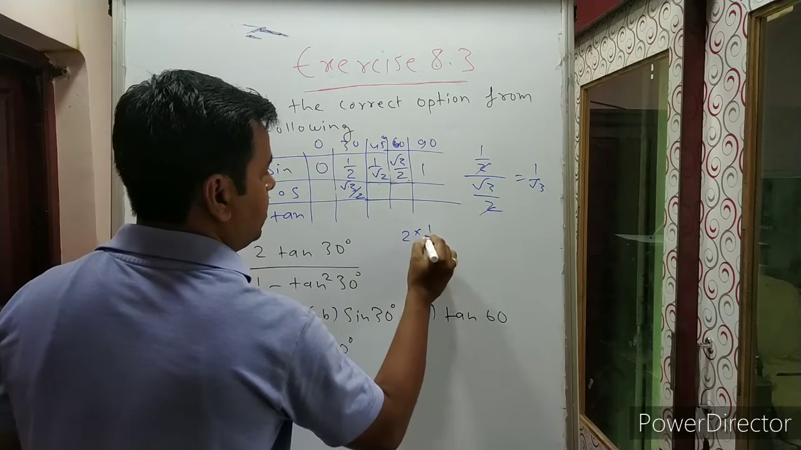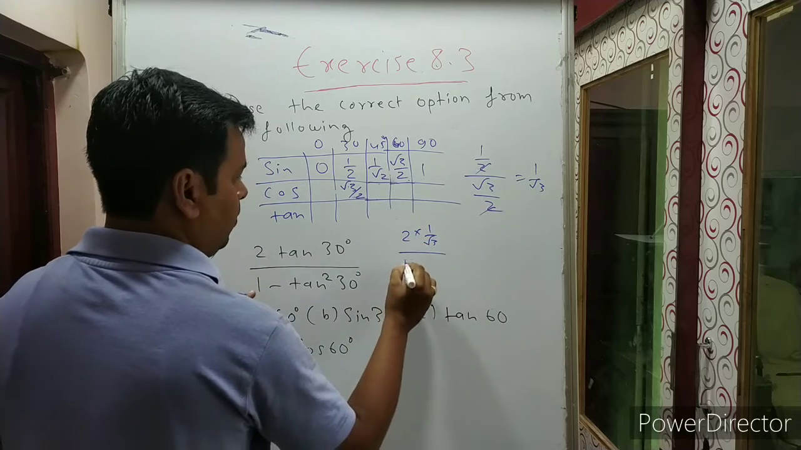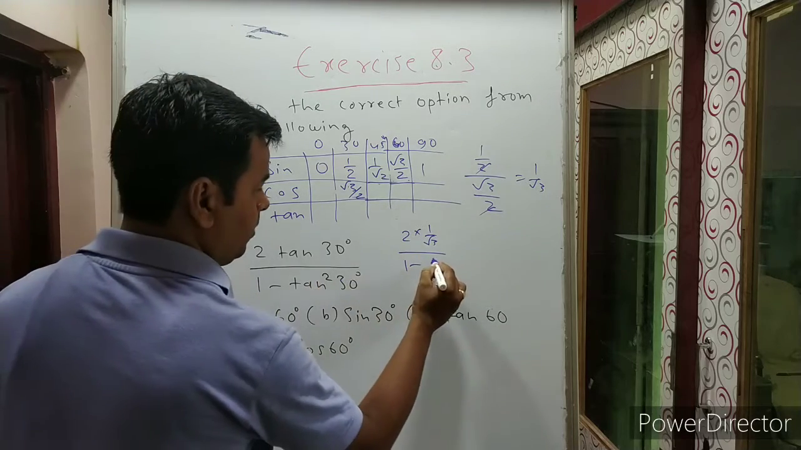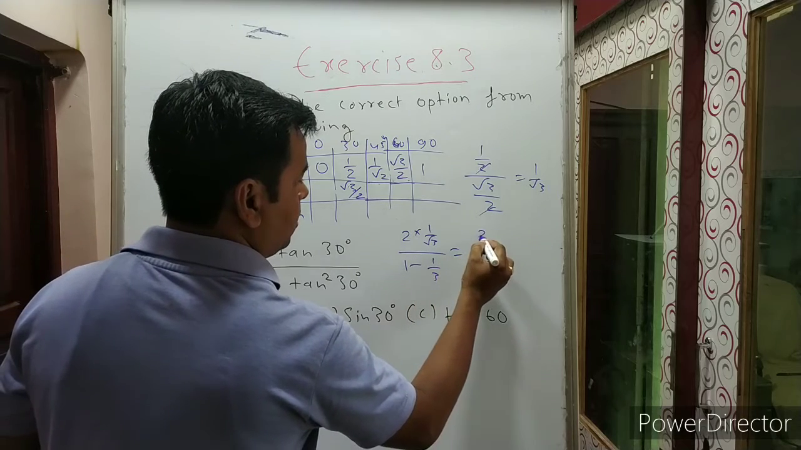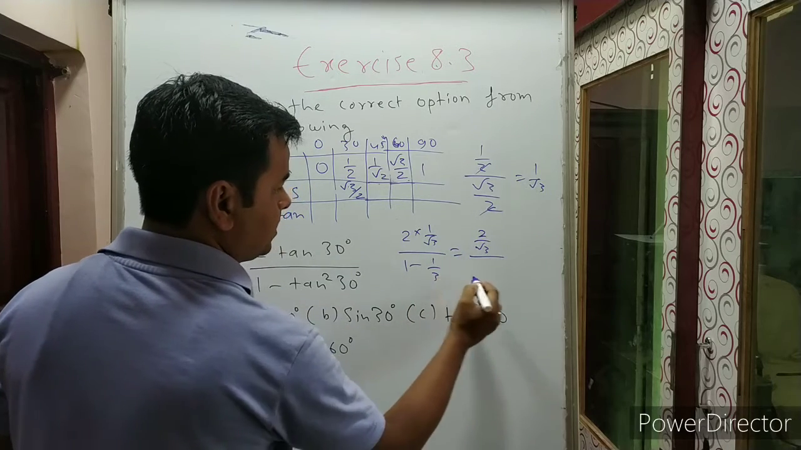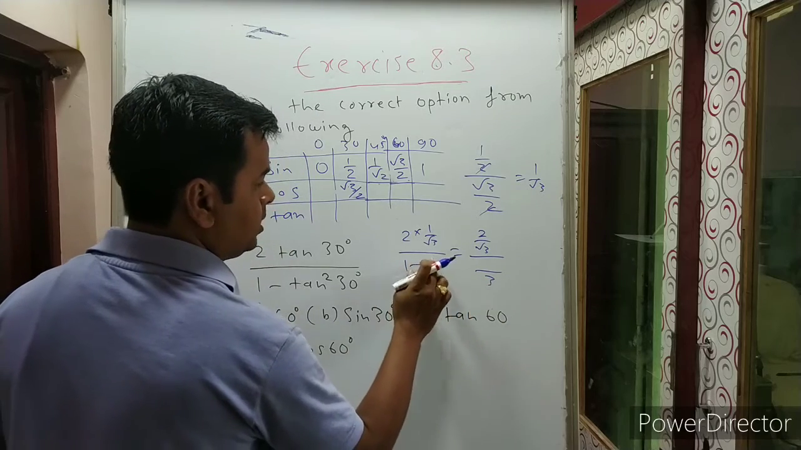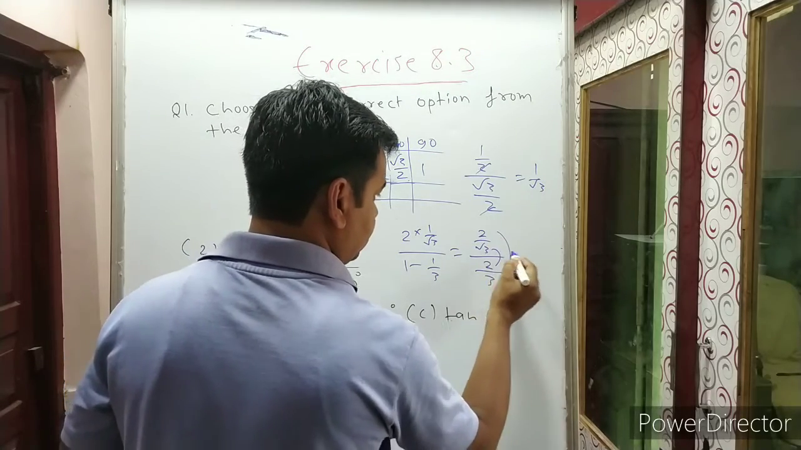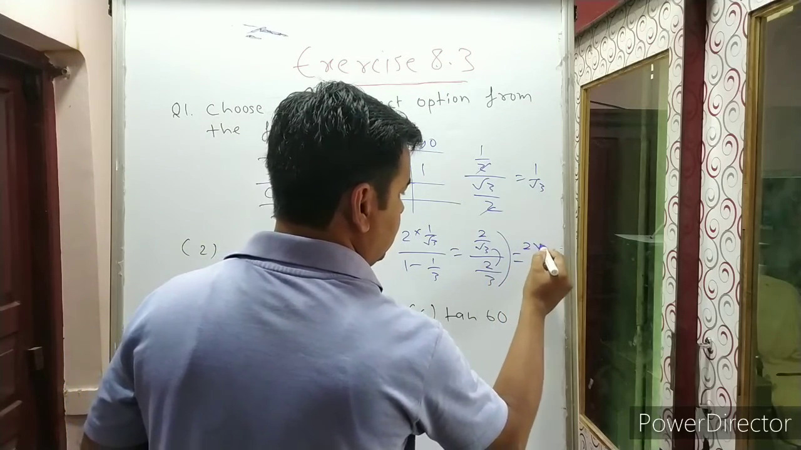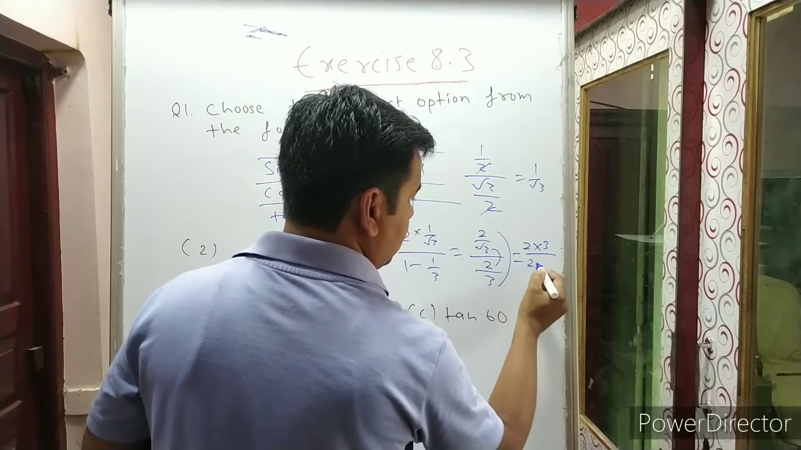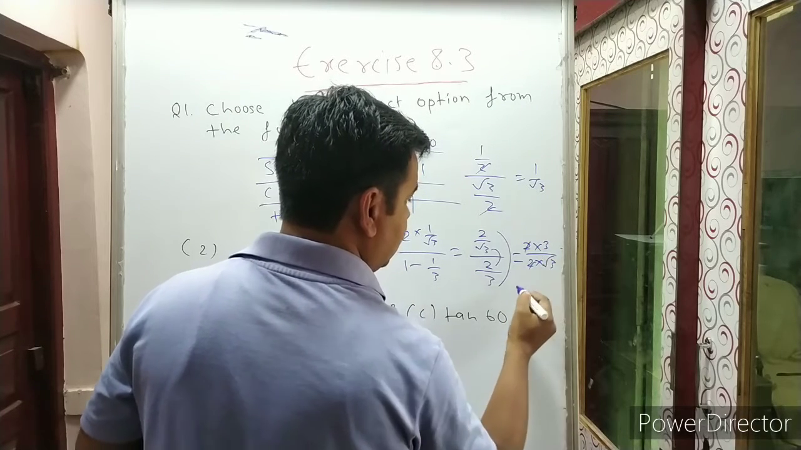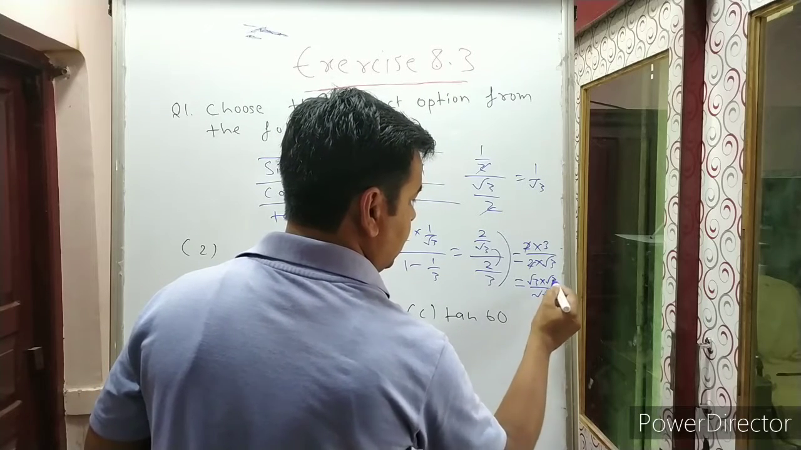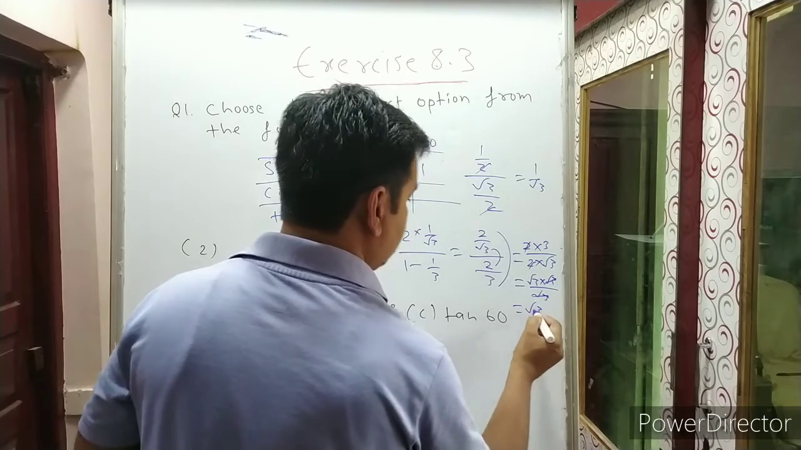this will be 2 into 1 upon root 3 upon 1 minus 1 upon root 3 square, because this is square, so this will be 1 upon 3. This will be 2 upon root 3 upon 3 minus 1 is 2, so 2 upon 3. So this will be like 2 into 3 upon 2 into root 3. 2 cancel, 3 upon root 3. So we can write 3 as root 3 into root 3 upon root 3. This root 3 cancels, and this is root 3.